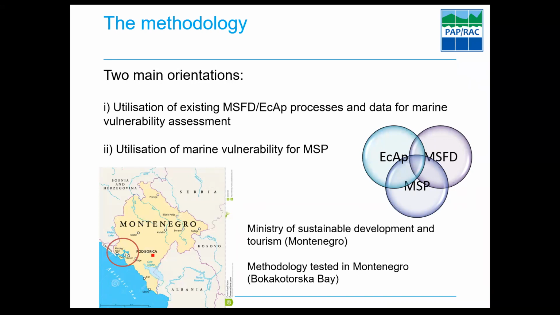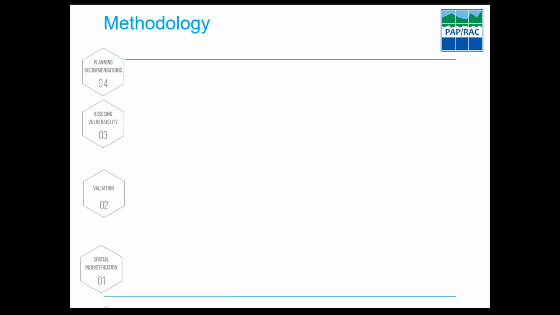Development of this methodology and testing it in Montenegro was even funded by the Montenegrin government. And as mentioned before, we focused just on this tiny little bay where we knew we had a lot of data, and this is why we tested the methodology there. The methodology has four main steps: collecting data, mapping it, evaluating, assessing vulnerability, and providing some recommendations for the plan.